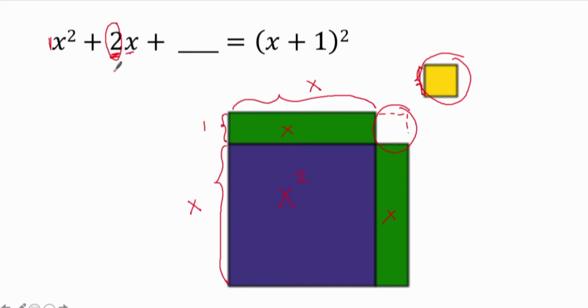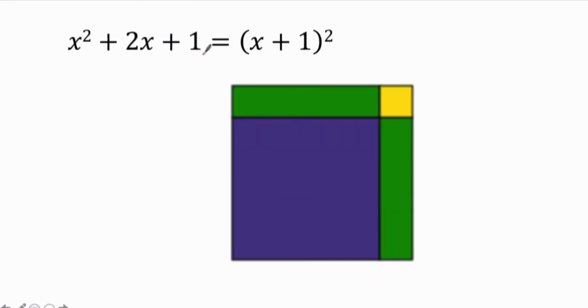And so what is 1/2 of 2? 1/2 of 2 is 1. So this side length here is 1. And since this is a square, this length here is also 1. So what we are looking for now is this smaller square, which is 1 by 1, or 1 squared. And by doing so, we have just completed the square. Once we have completed the square, this missing square is filled in. So we now say that we have completed the square.